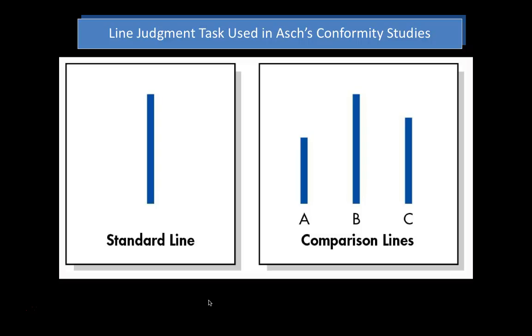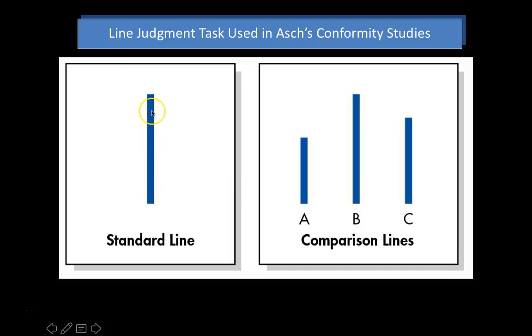Now, some of the most famous experiments in social psychology were undertaken many, many years ago, in the early 1950s, by a social psychologist by the name of Solomon Asch. Asch's conformity studies were basically studies in which Asch was interested in seeing how strong social influence could be in the face of a perceptual reality which was very different than what the social influence was pushing people toward.